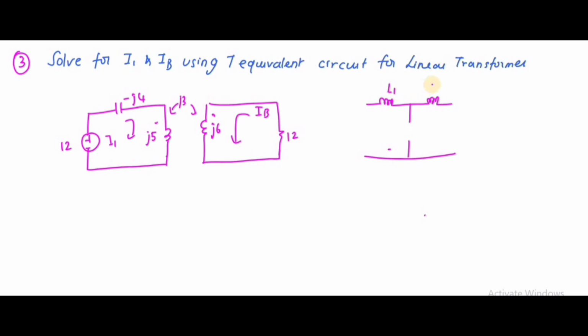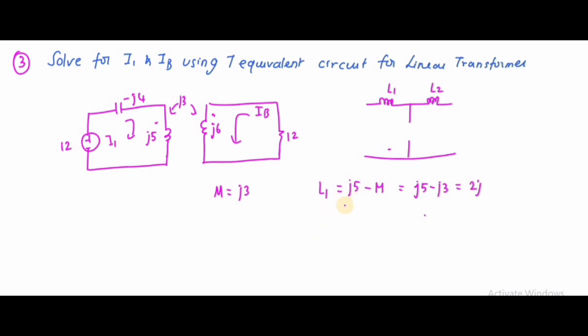So this is your L1 and this is your L2. So what is L1? L1 is equal to J5 minus M. So here the M value is J3. Since both the currents are incoming towards this, I can write it as J5 minus J3. So it is 2J.